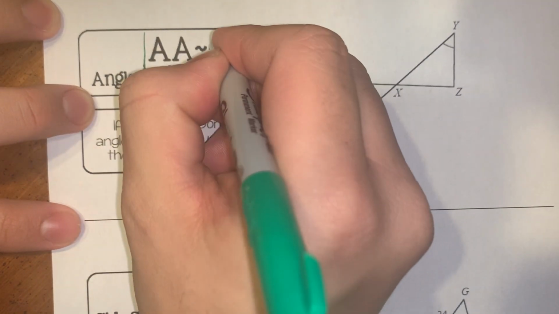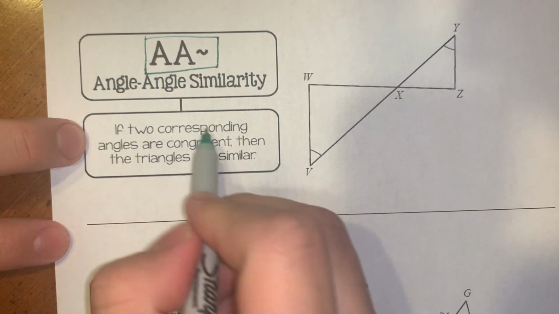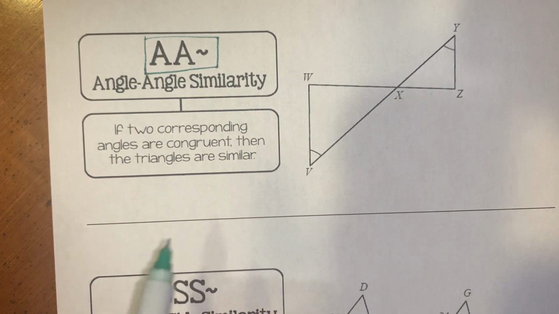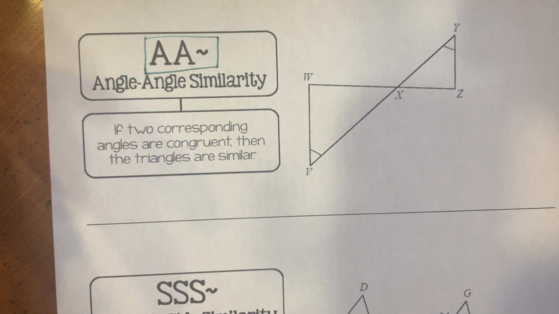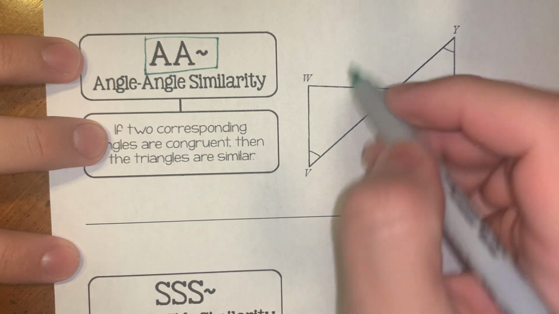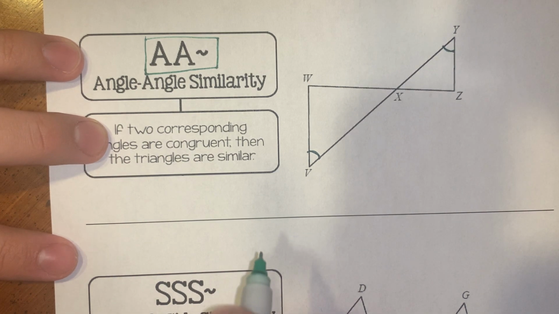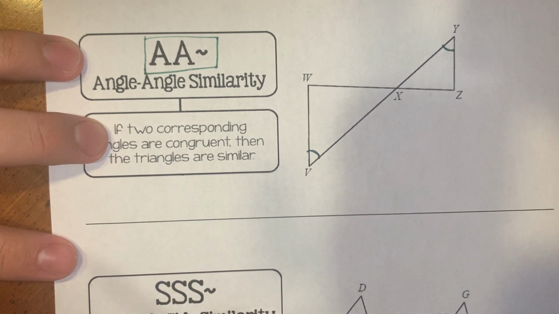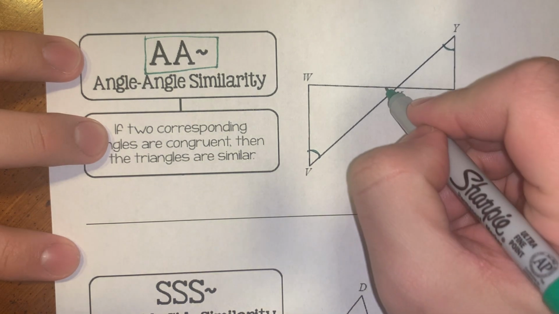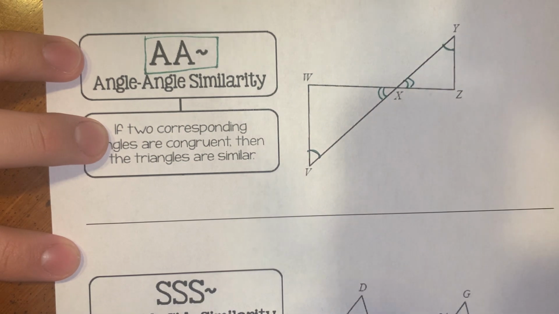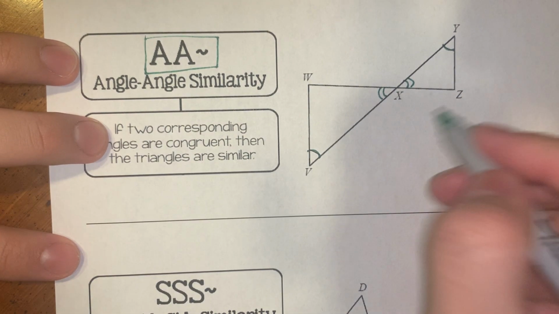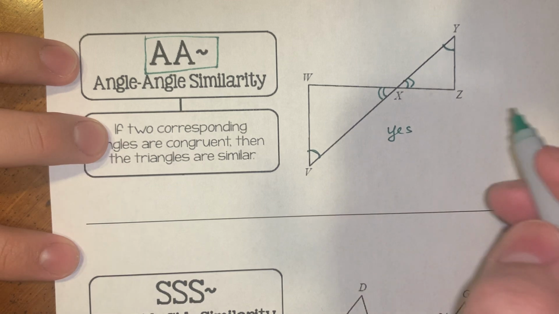If they have two angles that are the same, or if two corresponding angles are congruent, then the triangles are similar. And let me explain why. So obviously they've already established that this angle, angle V, is congruent to angle Y. All right. And then you have to look at this figure and be like, okay, is there any other two angles that are congruent to each other here? And then you look at that and you say, okay, well, I know I have vertical angles there, right? So basically, yes, they are similar.